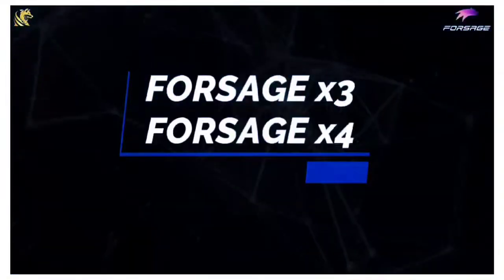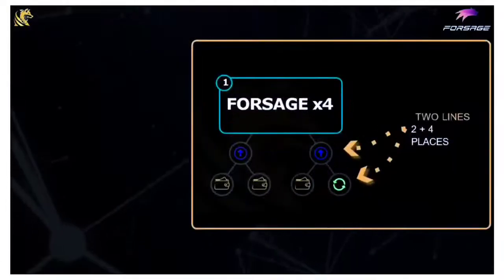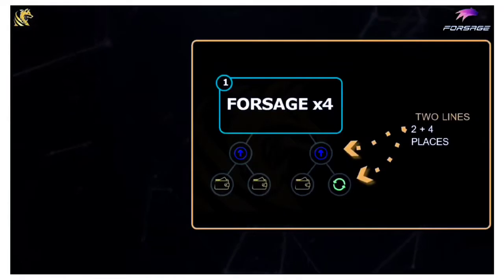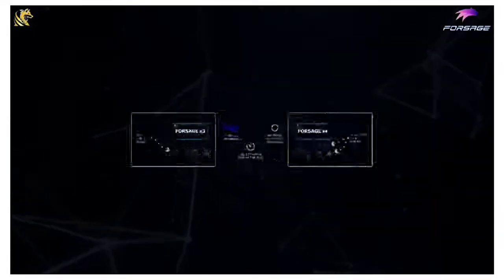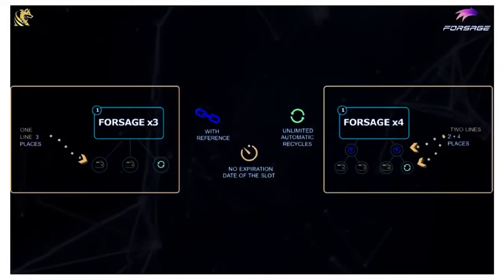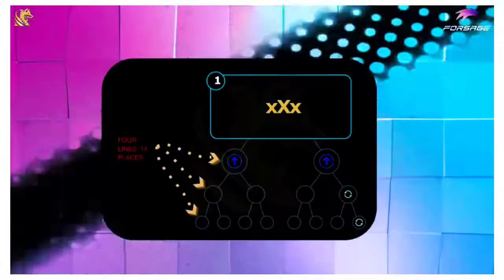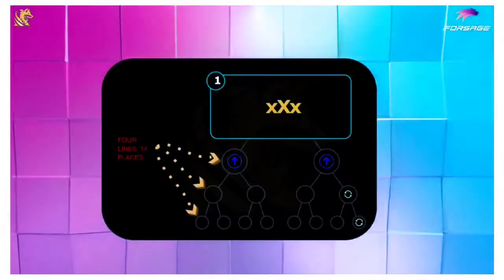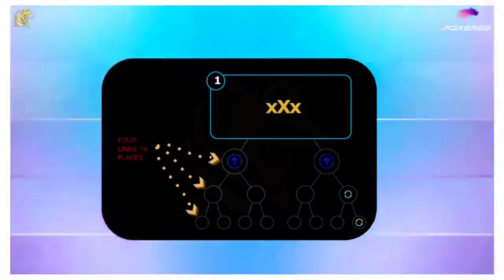So here you get the X3 program and the X4 program. In X3 you get 3 positions. Similarly, in Forsage X4 you get a total of 2 lines, which includes 2 places in the first line and 4 places in the second. So when you register with Forsage, you open both programs simultaneously. Along with this, you also get the XXX matrix that has 14 places on 3 lines, 2 in the first line, 4 places in the second line and 8 in the third line.